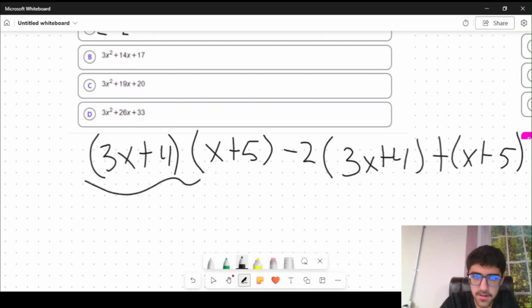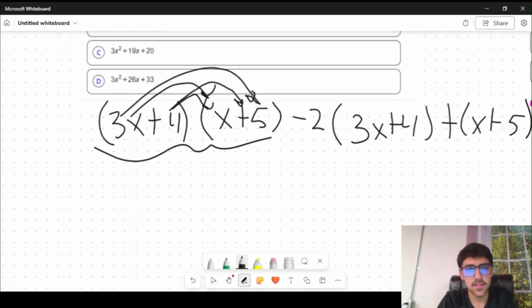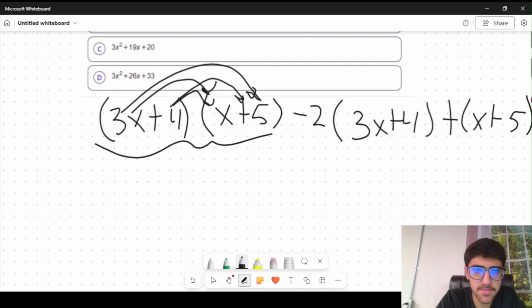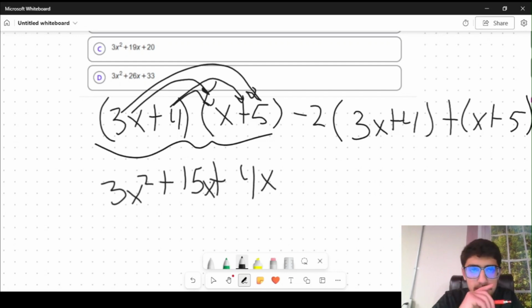So let's start with this part. We need to use FOIL. So we multiply this by both of these, and then 4 by both of these. You can do the other way around; I just do it from left to right. So 3x times x is 3x squared. 3x times 5 is 15x. Plus 4 times x is 4x, and then 4 times 5 is 20.